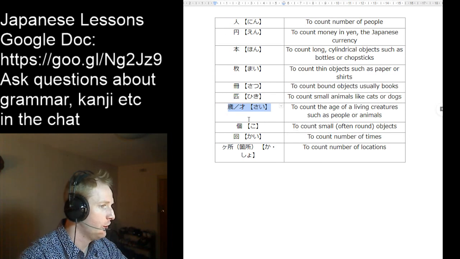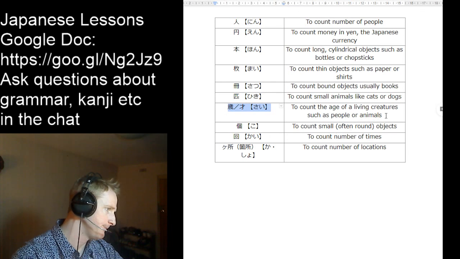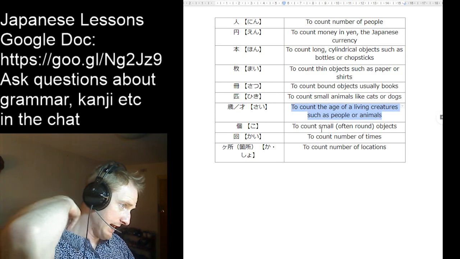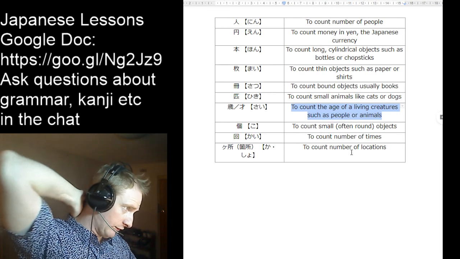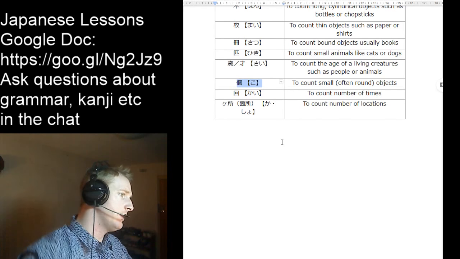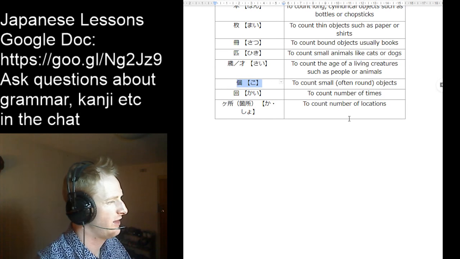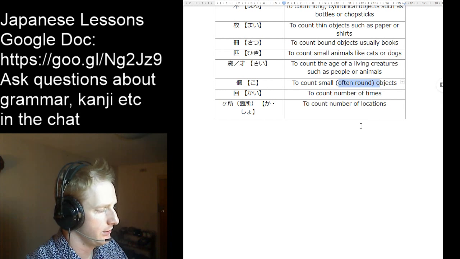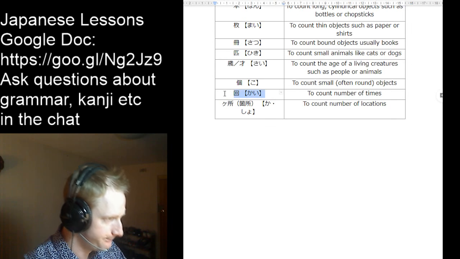Sai, talked about this one earlier, right? So there are actually two kanji for this. Most of you might be familiar with this one. This one is very common as well, though. They kind of get used interchangeably. So, count the age of living creatures, such as people or animals. Now, ko, really handy one, this one. Small objects. They don't have to be round, but they often are.